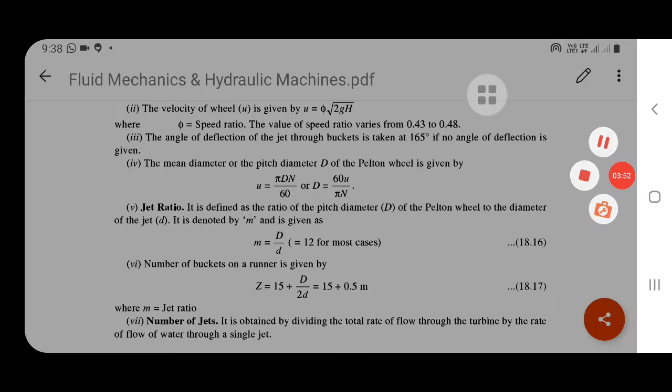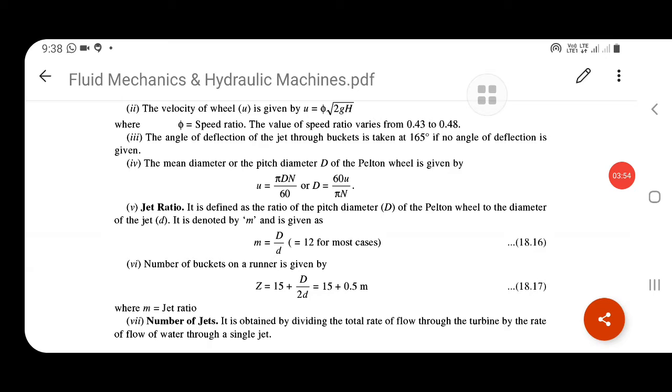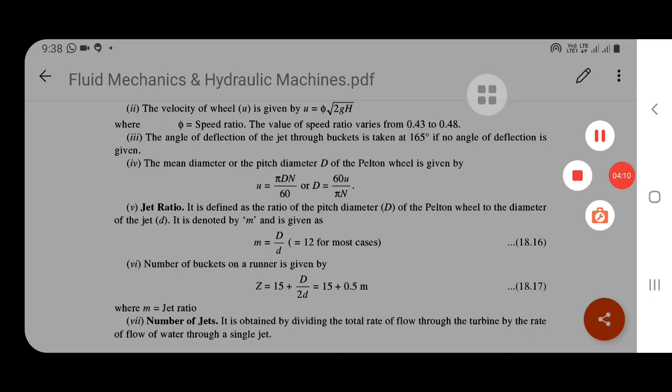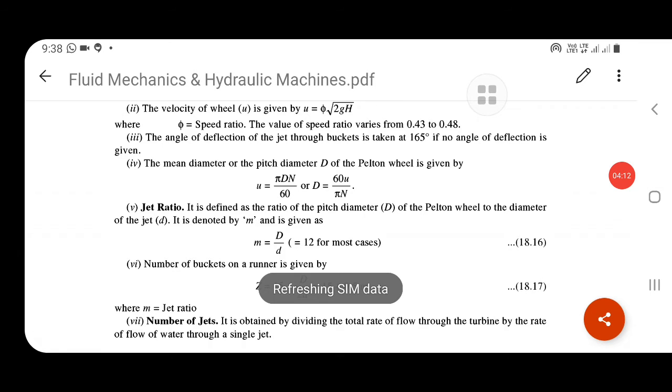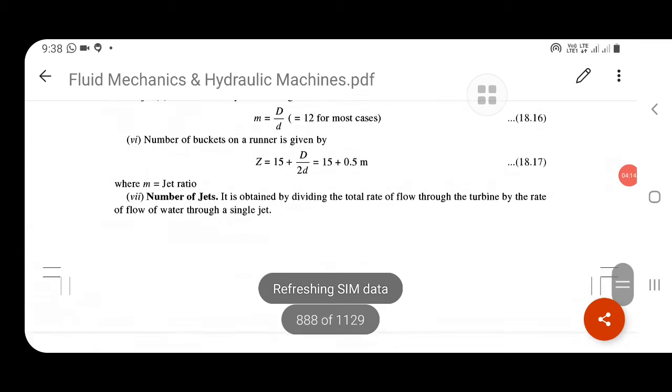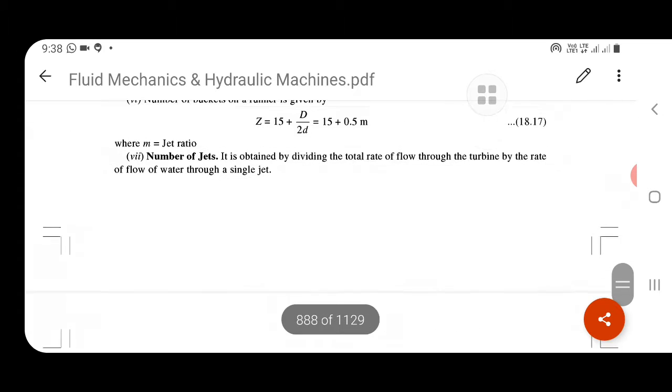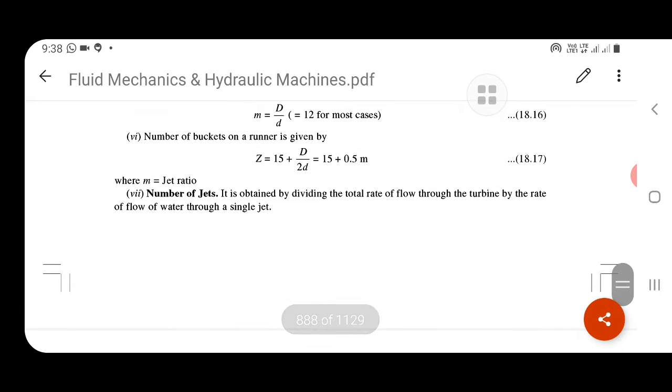So next, the number of buckets on the runner is given by Z is equal to 15 plus m upon 2, that is 15 plus 20.5, that is the number of buckets Z, which is applicable in the next problem. The number of jets is obtained by dividing the total rate of flow through the turbine by the flow of a single jet.